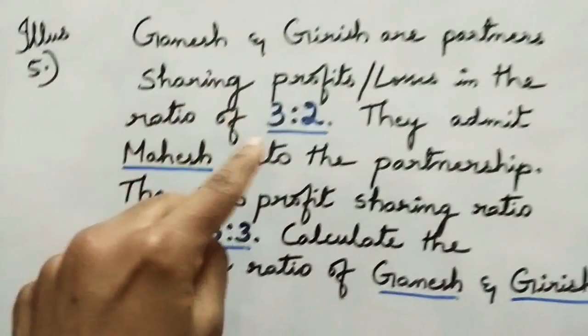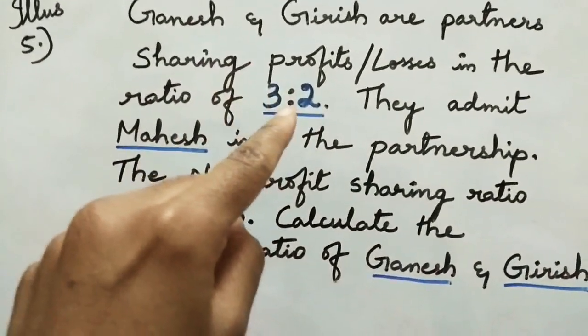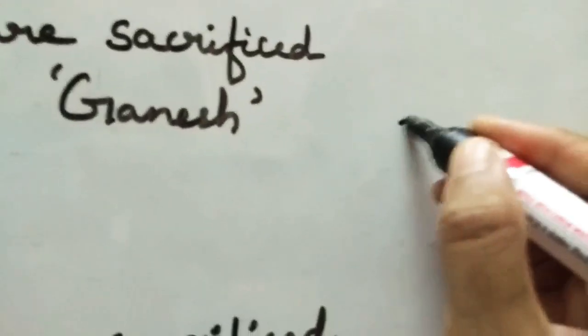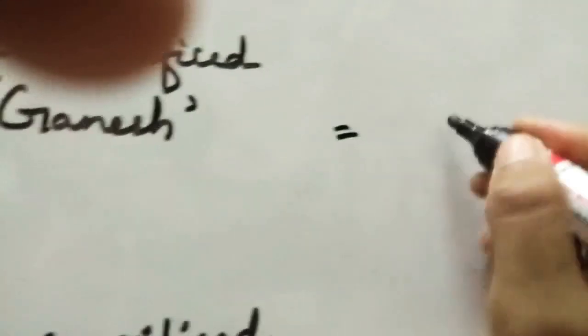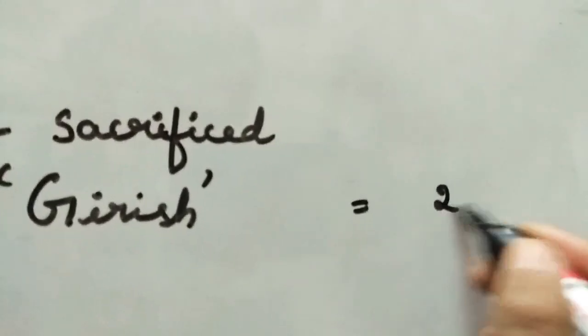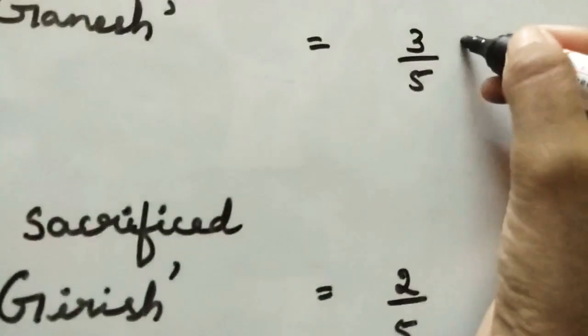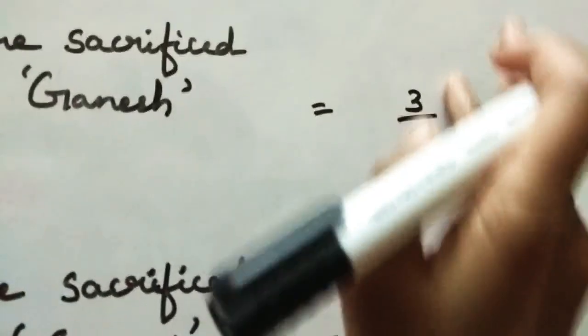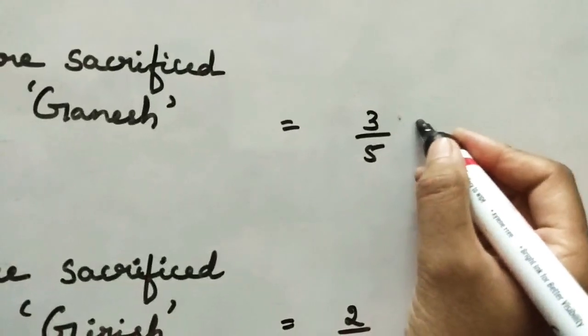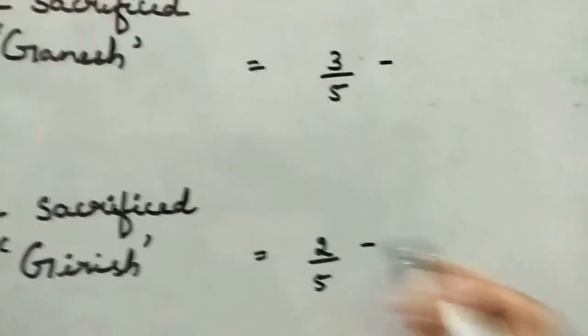Old share. What is the old share given in the question here? 3:2. The total is 5. So for Ganesh it is 3/5 and for Girish it is 2/5. So here it is minus the value given, so I'm just going to write minus.